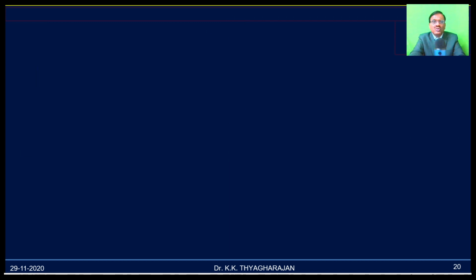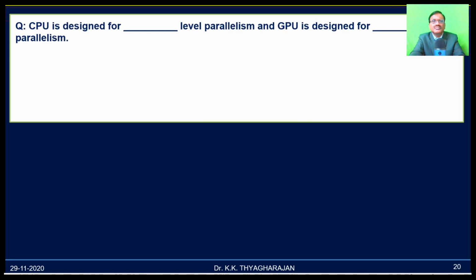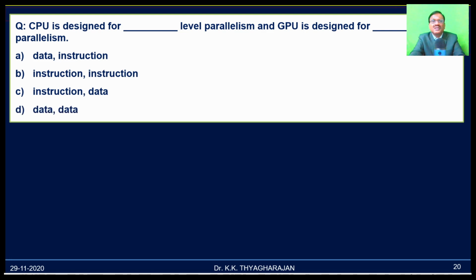Now let us see some more questions. These are not directly related to this specific topic, but these are also coming under multiprocessing. CPU is designed for dash level parallelism and GPU is designed for dash level parallelism. A. Data, instruction. B. Instruction. C. Instruction, data. D. Data. Actually, CPU is designed for executing instructions and GPU is designed for handling data effectively. So it should be instruction, data. That is, C is the correct answer.